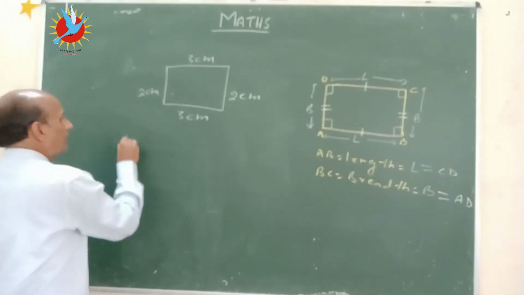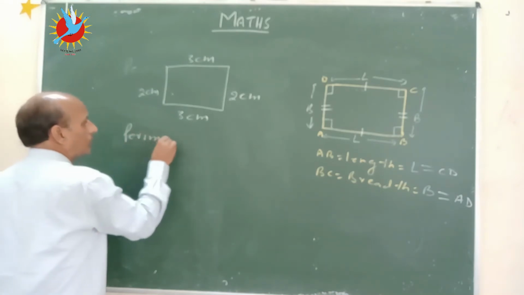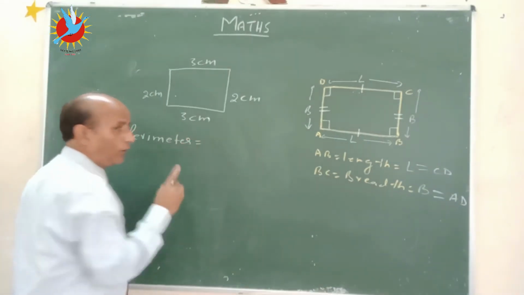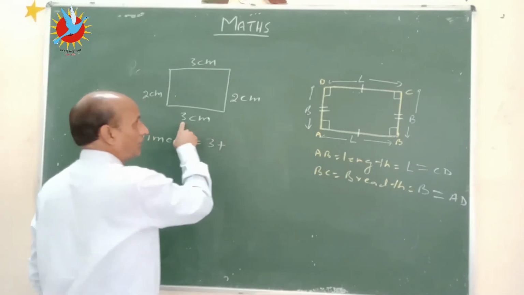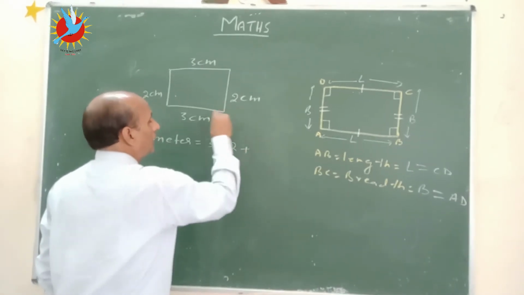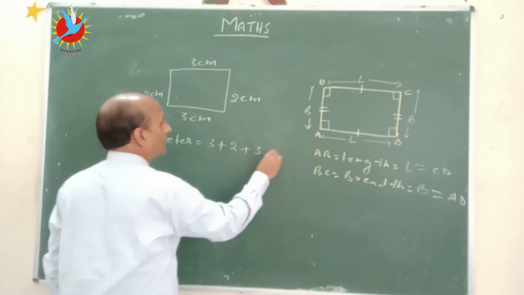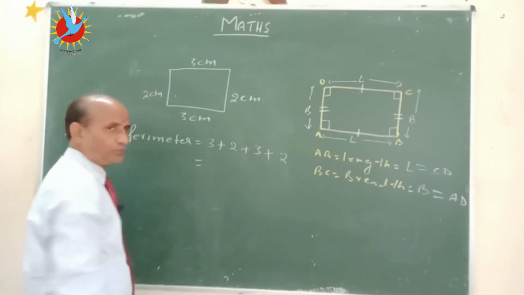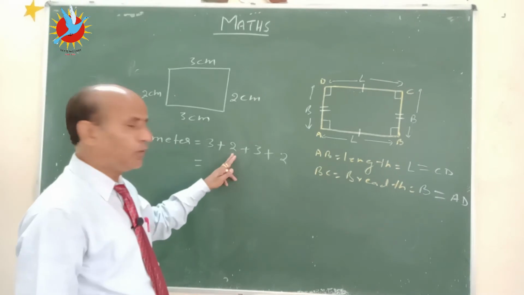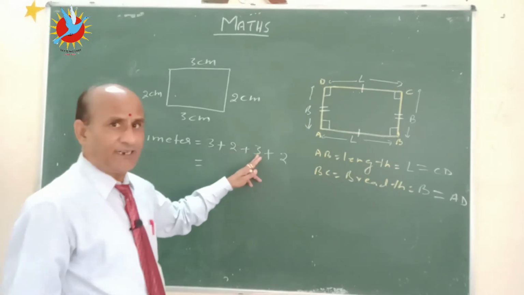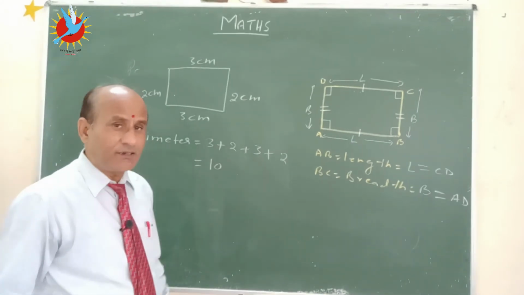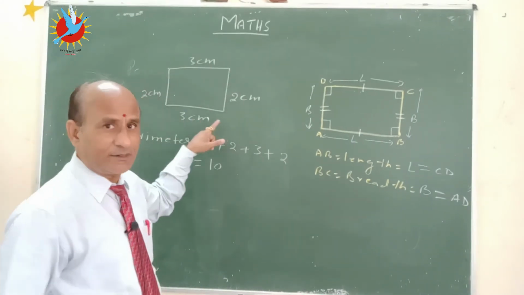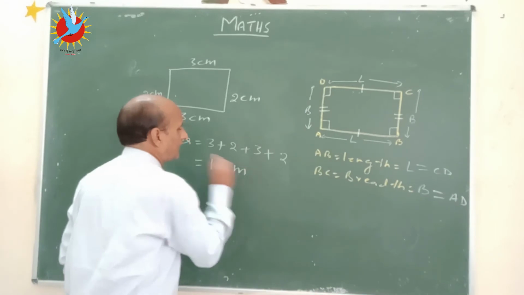First let us take the perimeter as the sum of all sides. Sum of all sides means 3 plus 2 plus 3 plus 2. Adding: 3 plus 2 is 5, 5 plus 3 is 8, 8 plus 2 is 10. And what is the unit? Because all are in centimeters, its unit is centimeter.